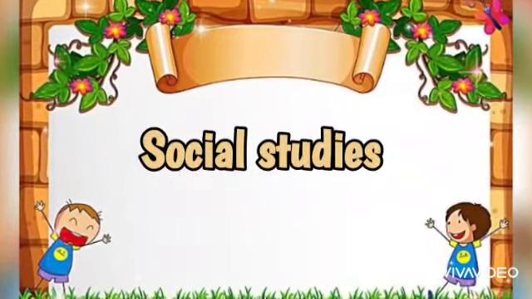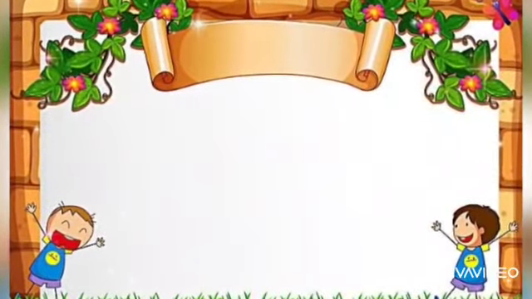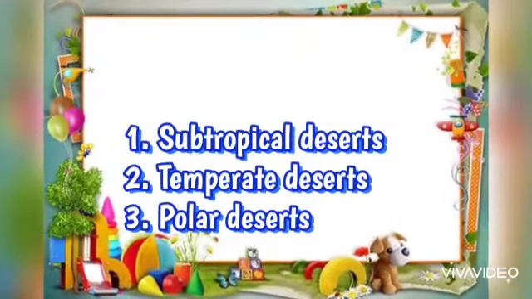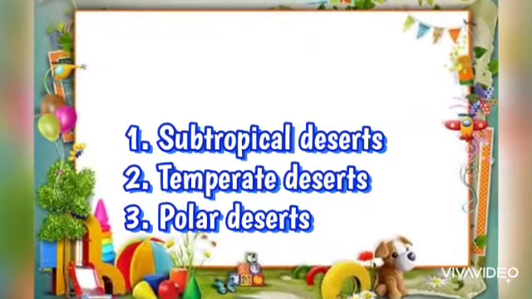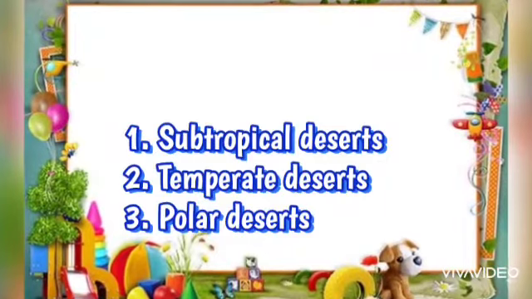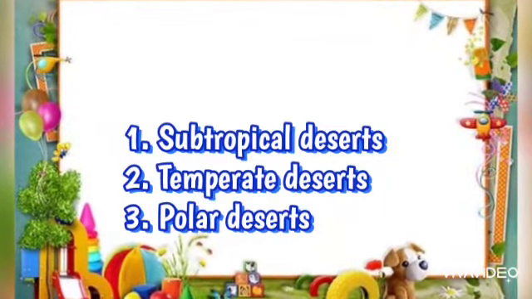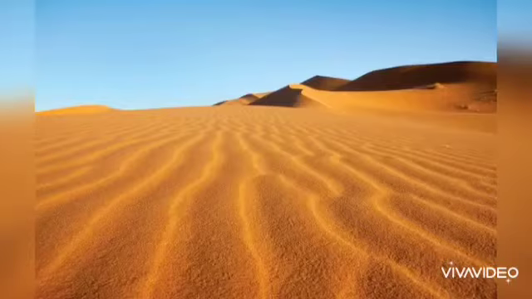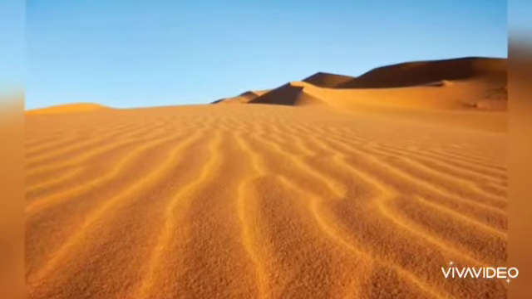Can you say what we have learned in the last class? Very good. We have learned subtropical deserts, temperate deserts, and polar deserts. We also learned its features. Can you recall, children? Okay, very good.